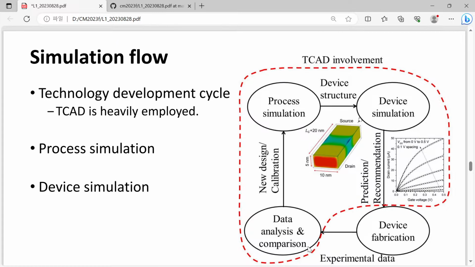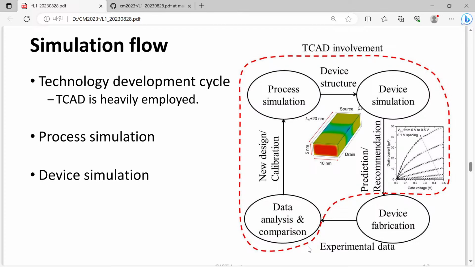This figure shows the involvement of TCAD tools in the real new technology development. So now let's say that nowadays, for example, a certain company has successfully made a 3 nanometer node, then the next target will be, for example, 2 nanometer node. Then what will happen? So this is the typical way they develop the next generation technology.